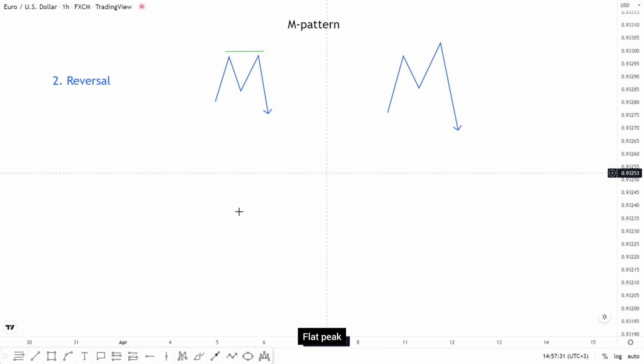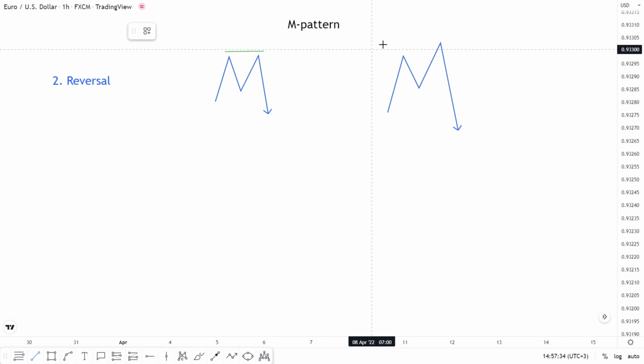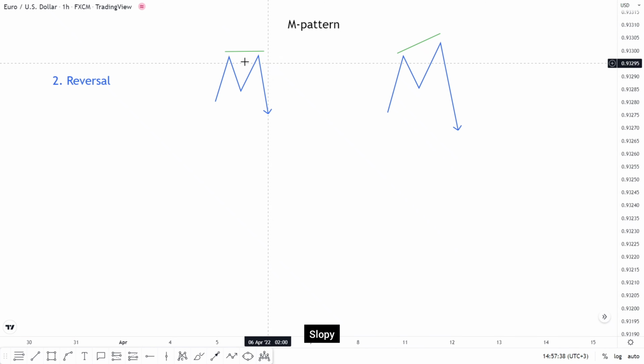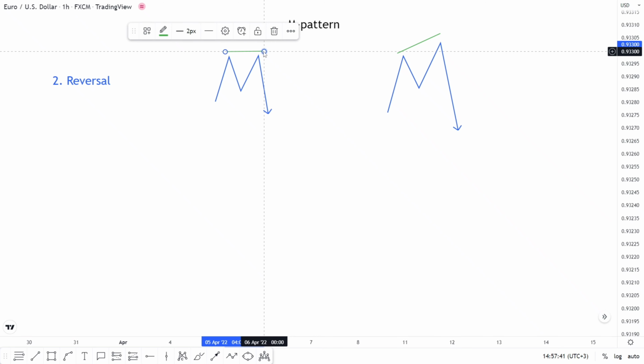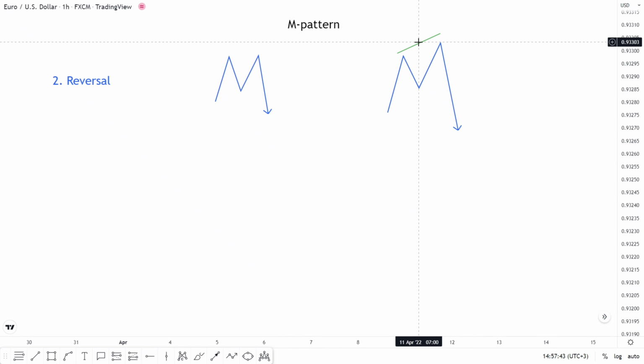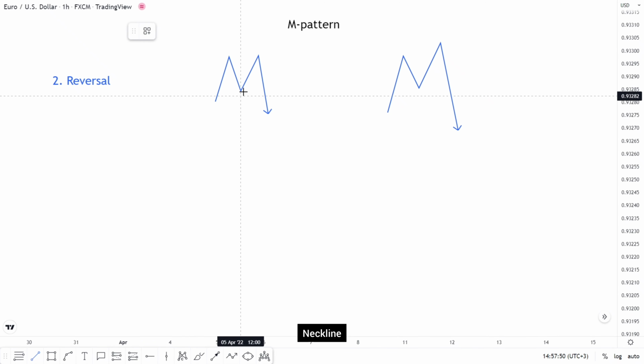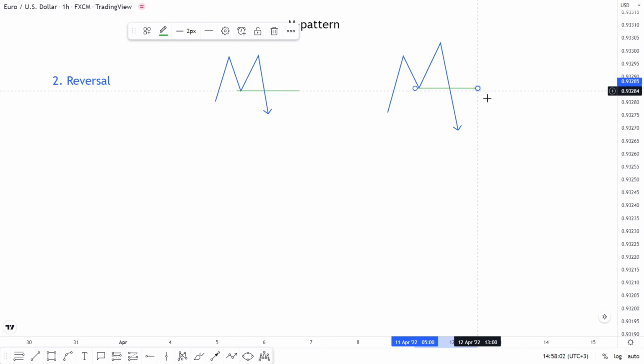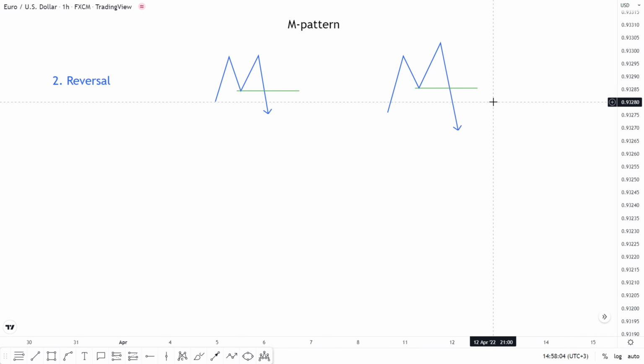This is also another example of an M pattern, and the difference is just that here the peak is a bit slopey. It's not exactly flat as compared to this, but both of them are M patterns. And the most important thing is that you get the concept of how the pattern looks. When trading an M pattern, you want to first identify the neckline. The neckline is this lowest point in between the pattern. So you come and you mark your neckline.